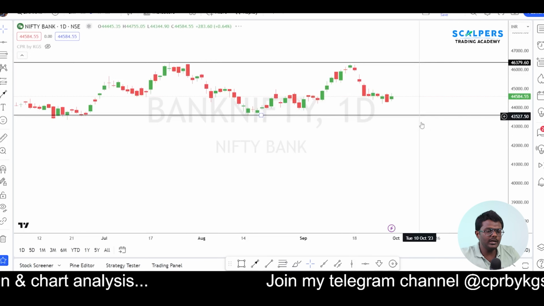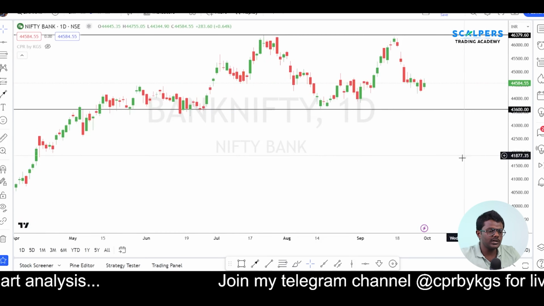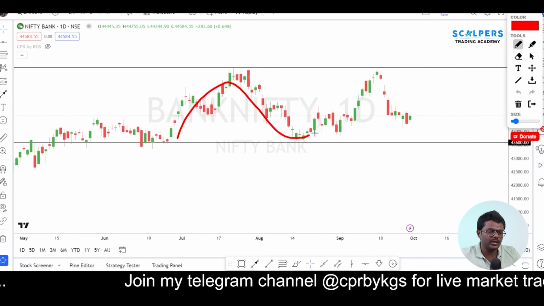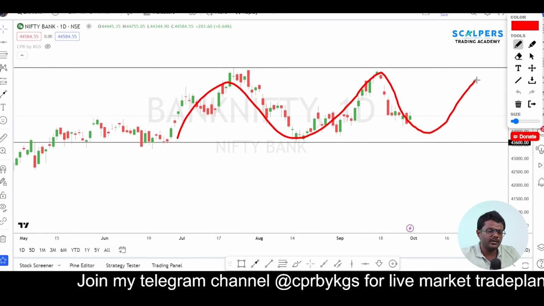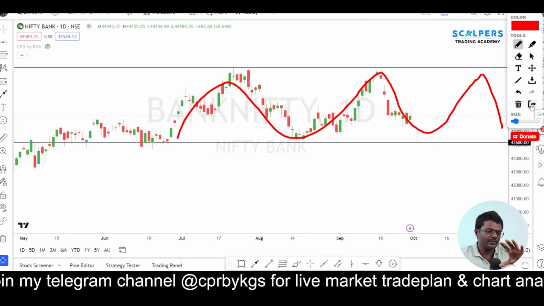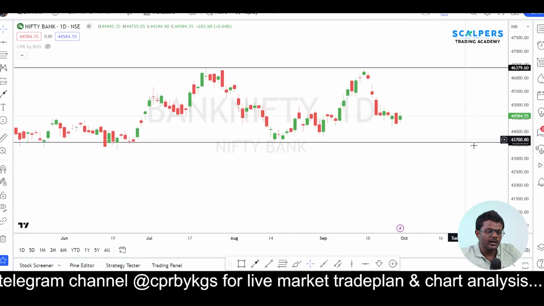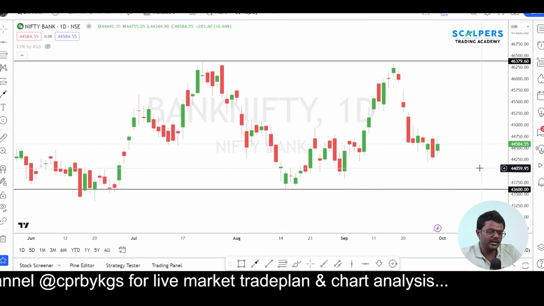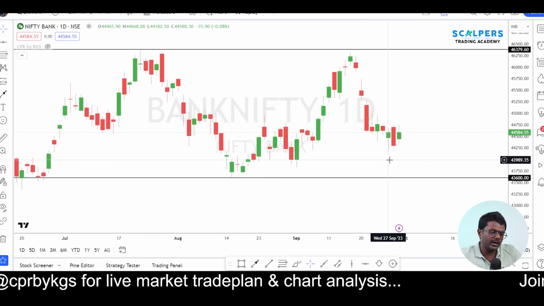Now let us come to daily chart. So as per daily chart, we can clearly see that Bank Nifty is stuck between these levels, right? So maybe Bank Nifty is going in a zigzag manner. Bank Nifty is traveling inside this channel. Now, one important understanding which I have in Bank Nifty is this is a hammer candle, right?